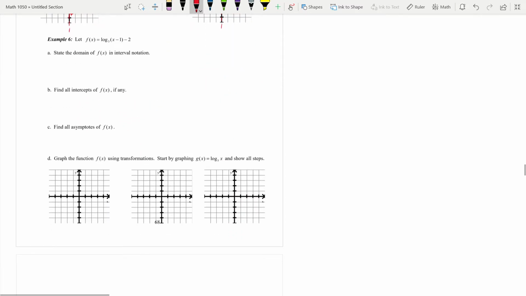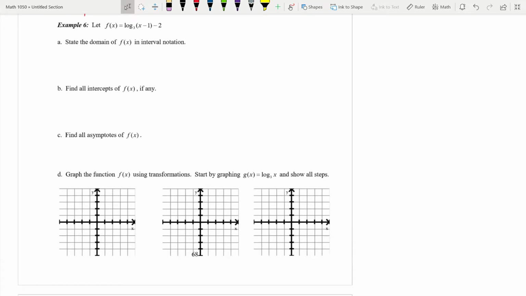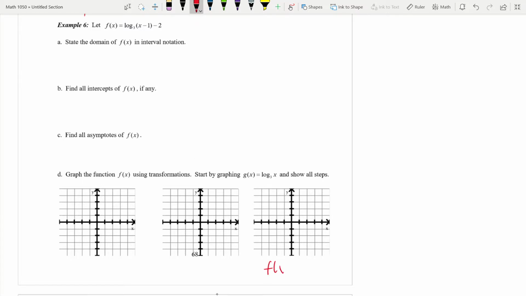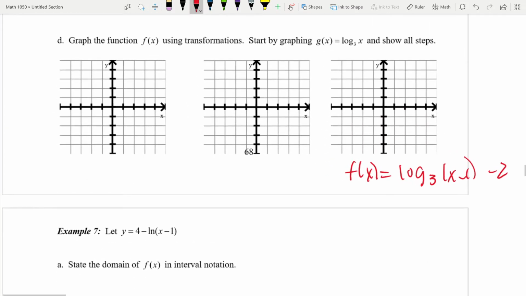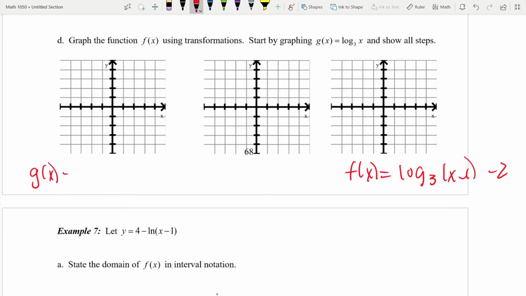Okay? Okay, here's question 6. This looks a lot like what we did last time, only now it's a log. Skip 1, skip A, skip B, skip C. We're going to go down to D. So my last equation is supposed to be f of x equals log base 3 of x minus 1 minus 2. I just wrote my last one first so that I don't have to keep scrolling up to see it. Okay? So I'm going to call this guy right here g of x equals log base 3 of x is my parent.